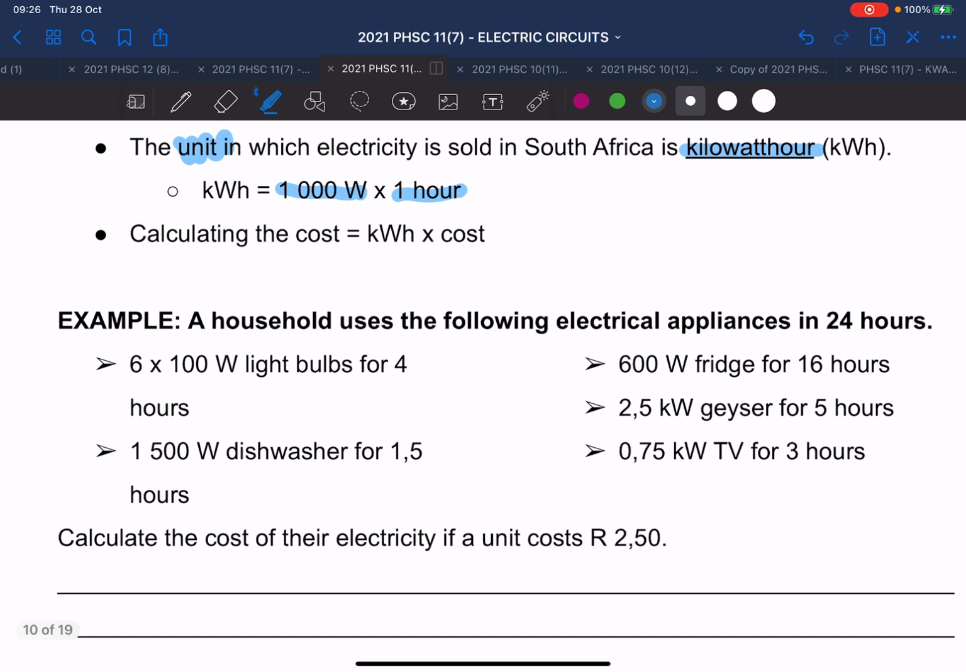It says there, a household uses the following electrical appliances 24 hours in 1 day, 6 light bulbs of 100 watts each, and so on. Just let's quickly look at the fridge. The fridge is a 600 watt fridge for 16 hours, but a day is 24 hours. How does that work? Do you put off your fridge? No, no one does that. So how come your fridge is only on for 16 hours?